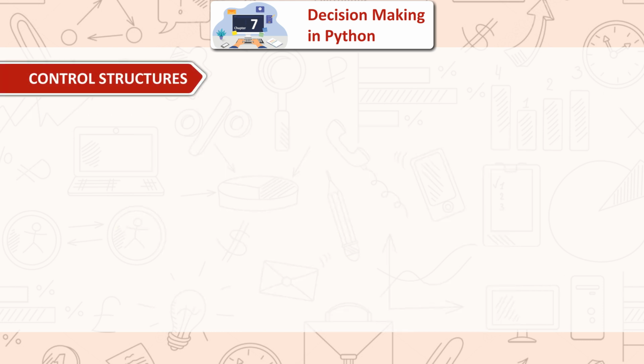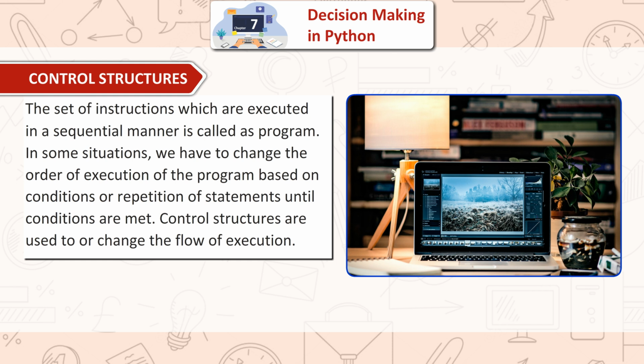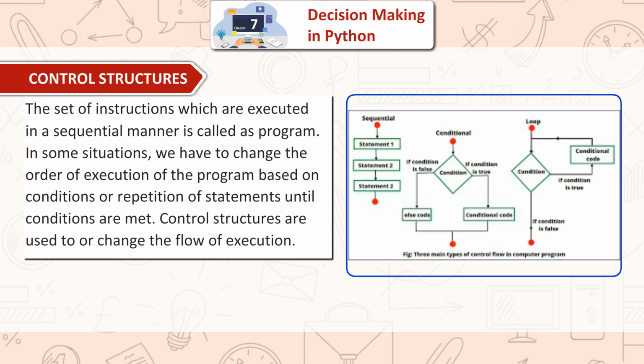Control structures. The set of instructions which are executed in a sequential manner is called a program. In some situations, we have to change the order of execution of the program based on conditions, or repetition of statements until conditions are met. Control structures are used to change the flow of execution.